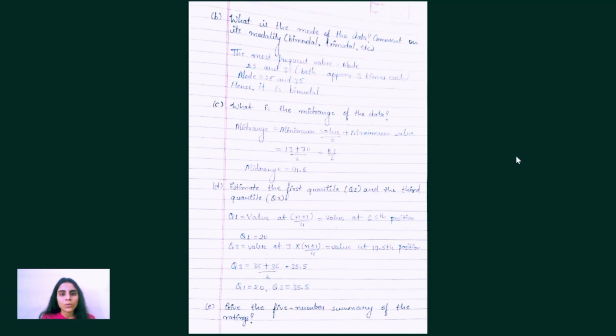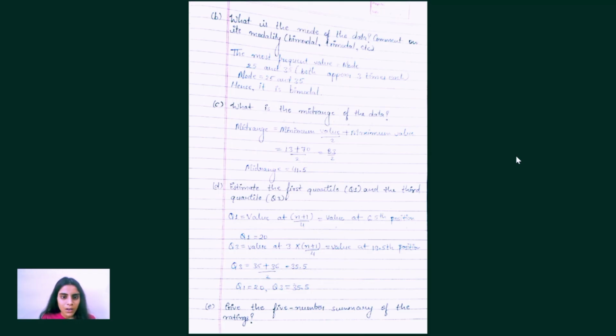After it, mode. Mode is the value that is most frequent. So the most frequent value is the mode. 25 and 35 are the modes here. What is the mid range of the data? Mid range is equal to the minimum value plus the maximum value, divided by 2. So this is 83 by 2, which is 41.5.